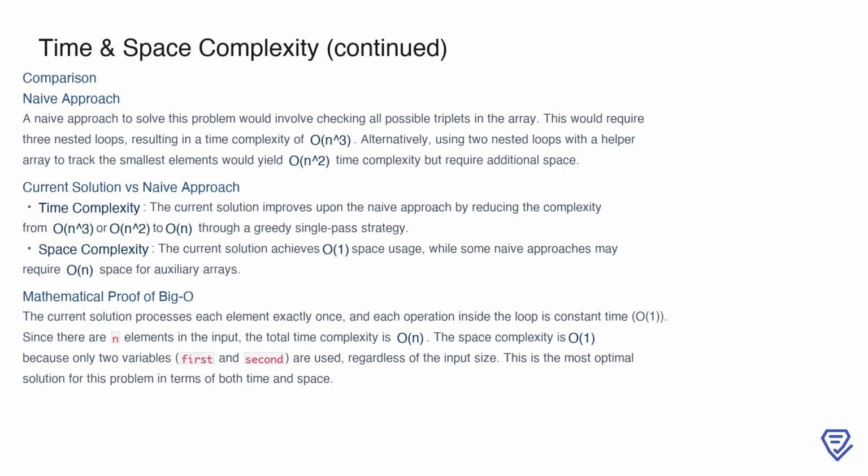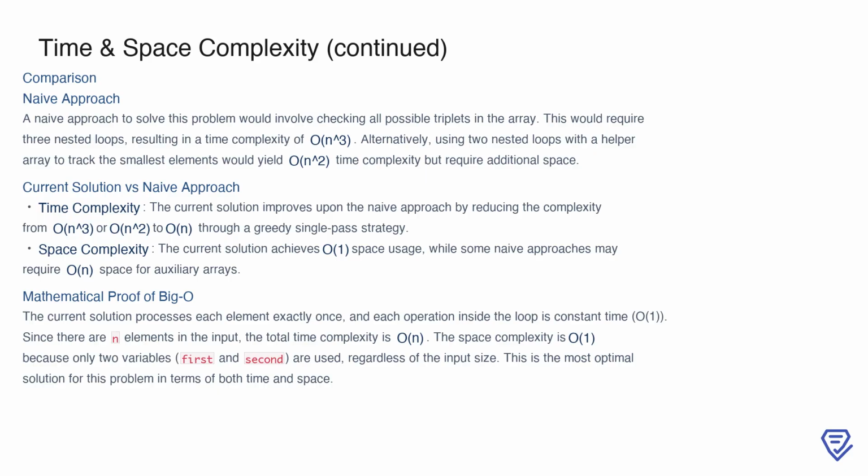In contrast, the current solution uses a greedy single-pass strategy to reduce the time complexity to O(n). It processes each element only once and performs constant time operations during each step. Additionally, the space complexity of the current solution is O(1), as it only uses 2 variables, first and second. This is a significant improvement over naive approaches that might require O(n) space for auxiliary arrays.